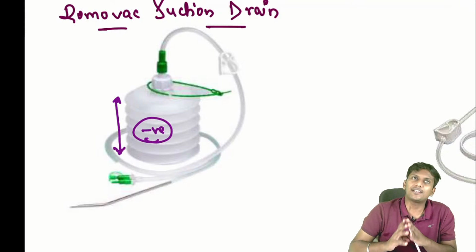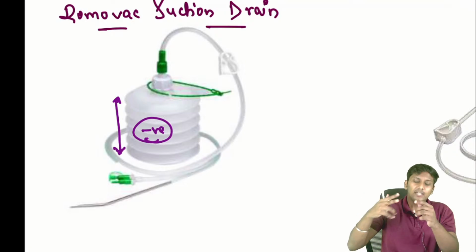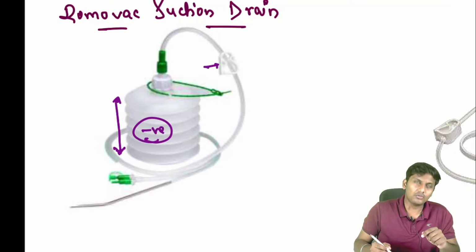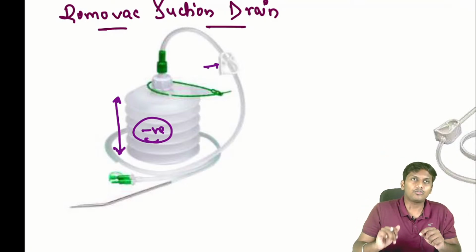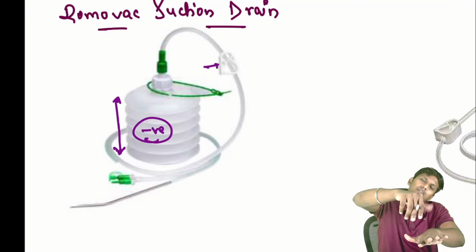We can even do charging of this drain. What do I mean by this charging? Not electrical charging. What we can do is, we have to clamp this drain. Here, you see, close it with this. We have to clamp this drain. Then we have to again press it, and somebody else is going to fix it.